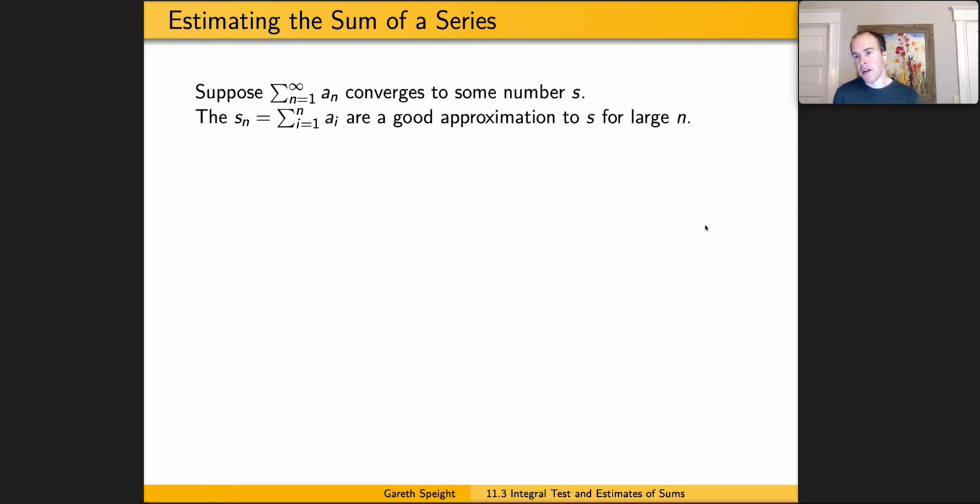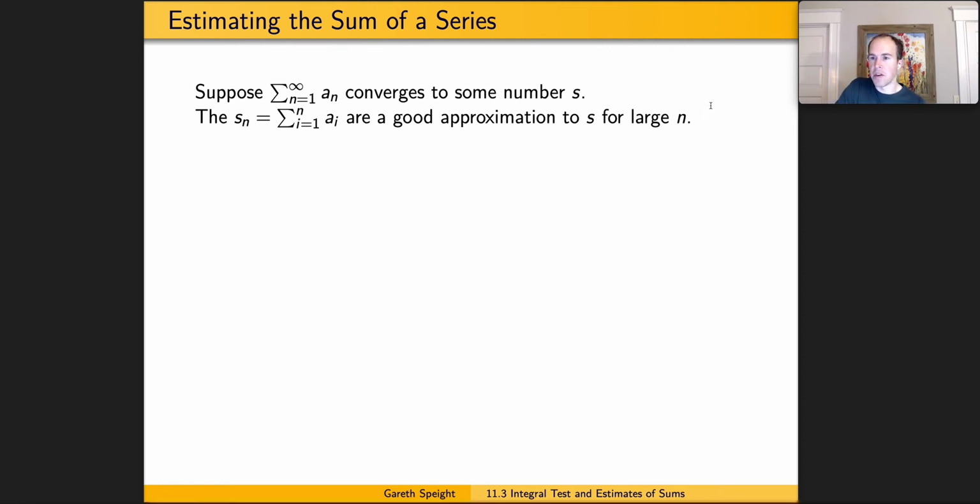Okay, another problem we have is that the integral test tells us whether a sum converges, but it doesn't tell us what it converges to. So how are we supposed to estimate at least what it converges to? One way is, if we have an infinite series that's converging, we're trying to sum up infinitely many terms, all of the terms. How could we get an estimate?